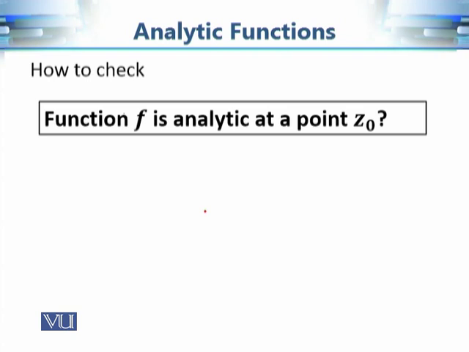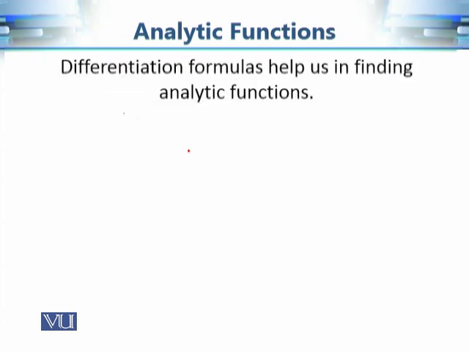Okay, so of course these are the necessary conditions for the differentiability of a function. Now the question is, can we find some sufficient conditions? Conditions such that when a function satisfies them, then the function becomes analytic at that point. Now this is our next topic, to find conditions when f is analytic at a point. There is a very simple answer to this. The differentiation formulas help us in finding analytic functions.